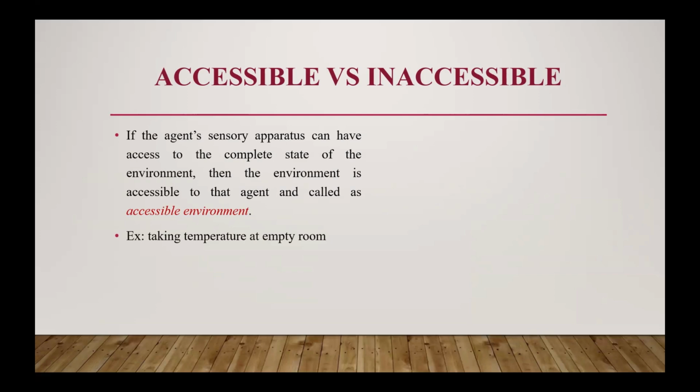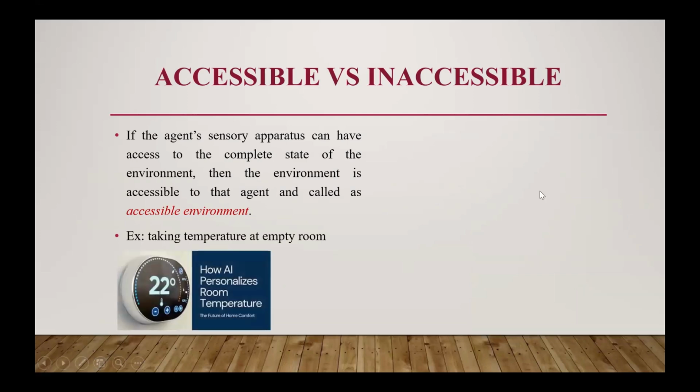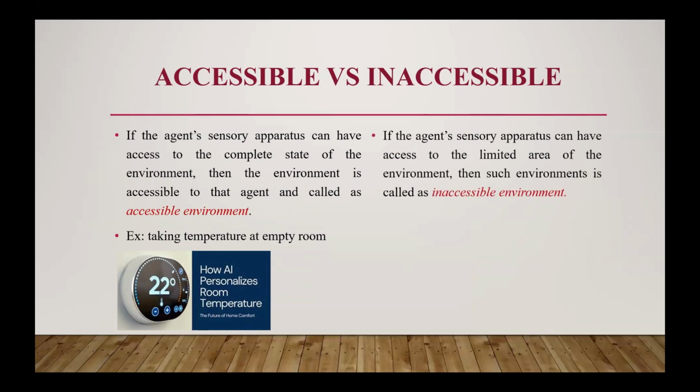For example, this is a room with a temperature measurement machine, and here the agent placed in the room can obtain complete and accurate information about the temperature at different locations because the room is totally empty. So it can take each and every state of temperature currently. If the agent's sensor apparatus can have access only to a limited area of the environment, such an environment is called inaccessible. Means the environment is not accessible to record each and every state of the environment.